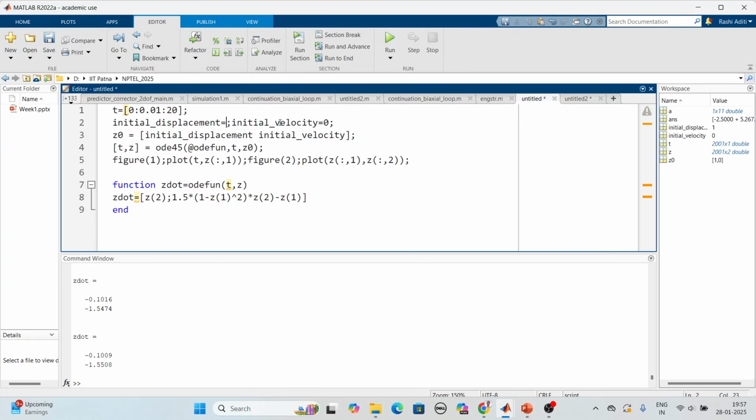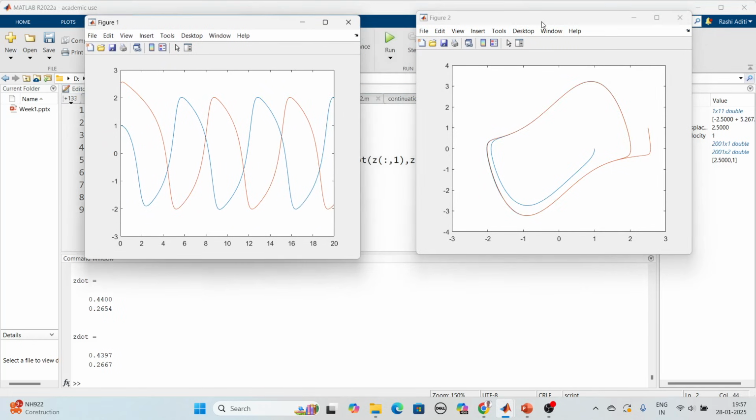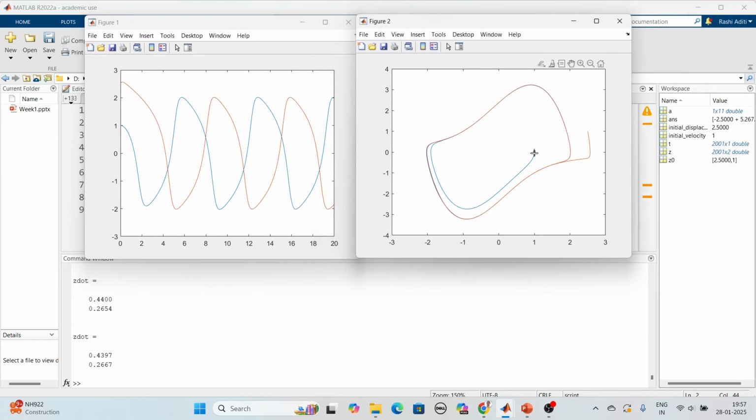Okay, wait, I'll apply a hold on. Okay, so this is the plot we got. The second one is the orange one. So here we can see that in the phase plane, I have two different initial conditions, but the final steady state response is essentially the same curve. So this is the case of a limit cycle, which I'll be discussing in the further lectures. In the time response, you'll see that the amplitude of vibration is the same, and the steady state behavior is the same. However, there is a phase lag, and that phase lag is because of the change in the initial condition.